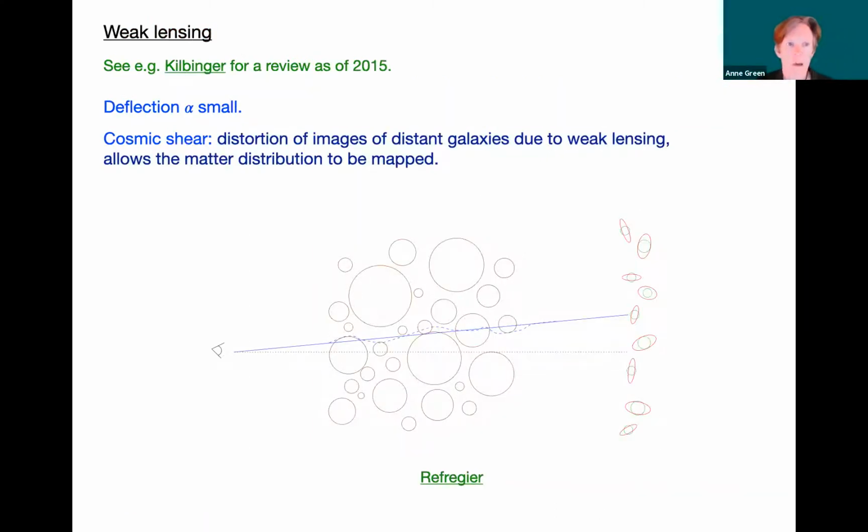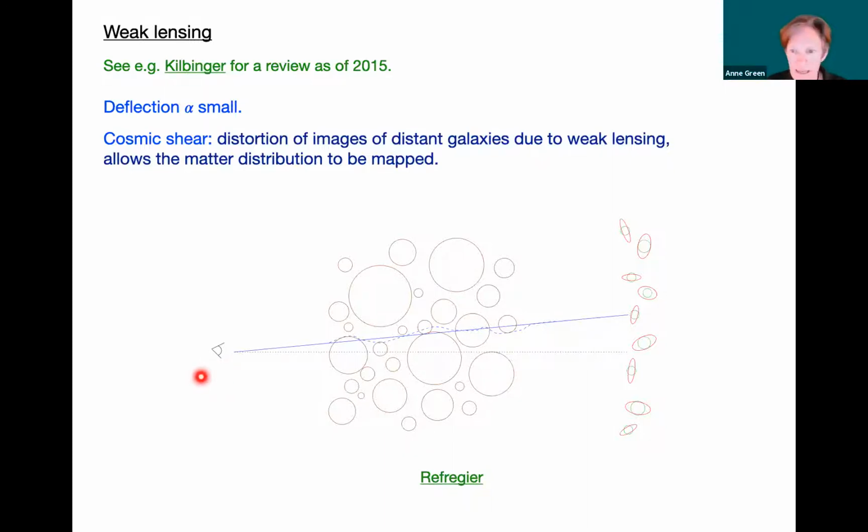The final form of lensing I want to briefly mention is what's called weak lensing. In this case, the deflection of light, the angle alpha, is really small, too small to measure. So you're not seeing clear effects, but you're seeing net statistical effects of the distribution of matter that light has passed through on its way to us. A particularly useful thing is something called cosmic shear. This is a distortion of the shapes of distant galaxies due to weak lensing as the light passes through matter to us. So this picture here tries to show this.